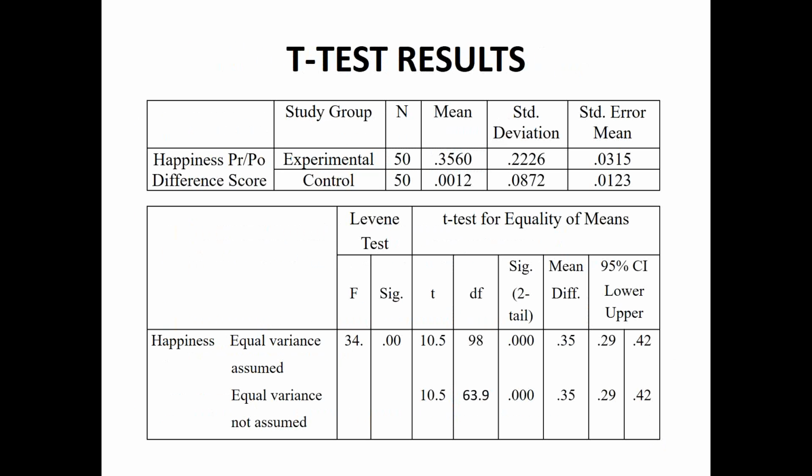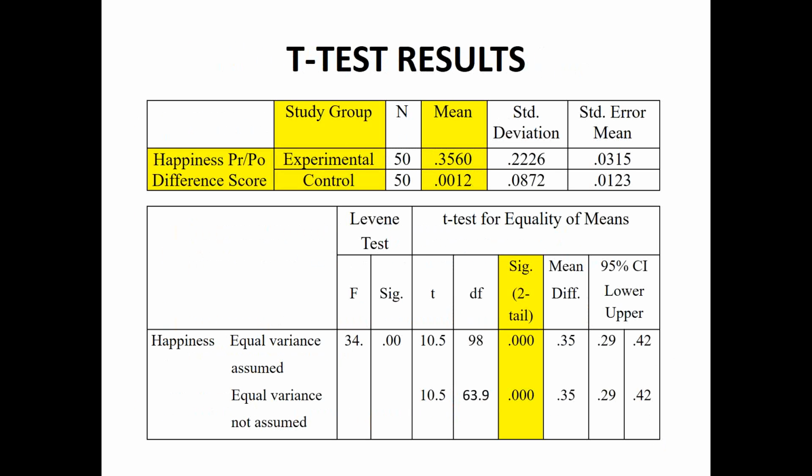And there's our t-test results. Right, so we can see under study group experimental, the mean is 0.3560. So what that's telling us is the average participant in the experimental group had a pretest to post-test change in happiness scores of 0.3560, so about a third of a point.